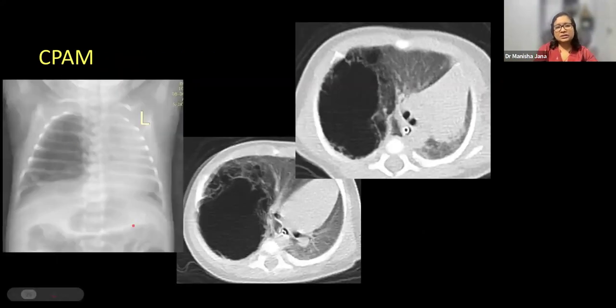Now about low attenuation, CPAM can be one cause of it. Like there is a big cyst, thin walled, but there are multiple other cystic lesions in the vicinity as well. So this entire area is abnormal. This is the appearance of a congenital pulmonary airway malformation or CPAM, and moreover it is causing a mass effect.